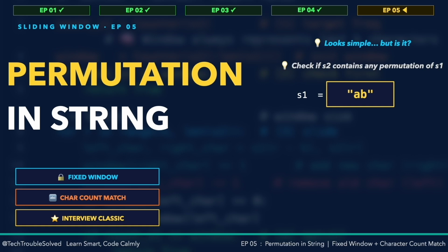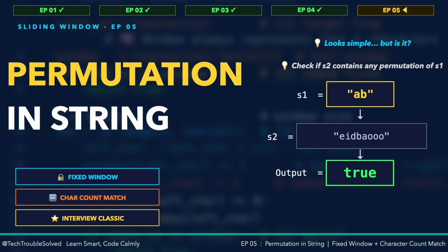S1 is AB, S2 is EIDBAOOO. Does S2 contain any permutation of S1? Pause if you want. Actually think about it. I will wait. The answer is true. BA, B and A is sitting right there inside S2, index 3 and 4. BA is just AB rearranged. Same characters, same counts, different order. That's a permutation. Output equals true.